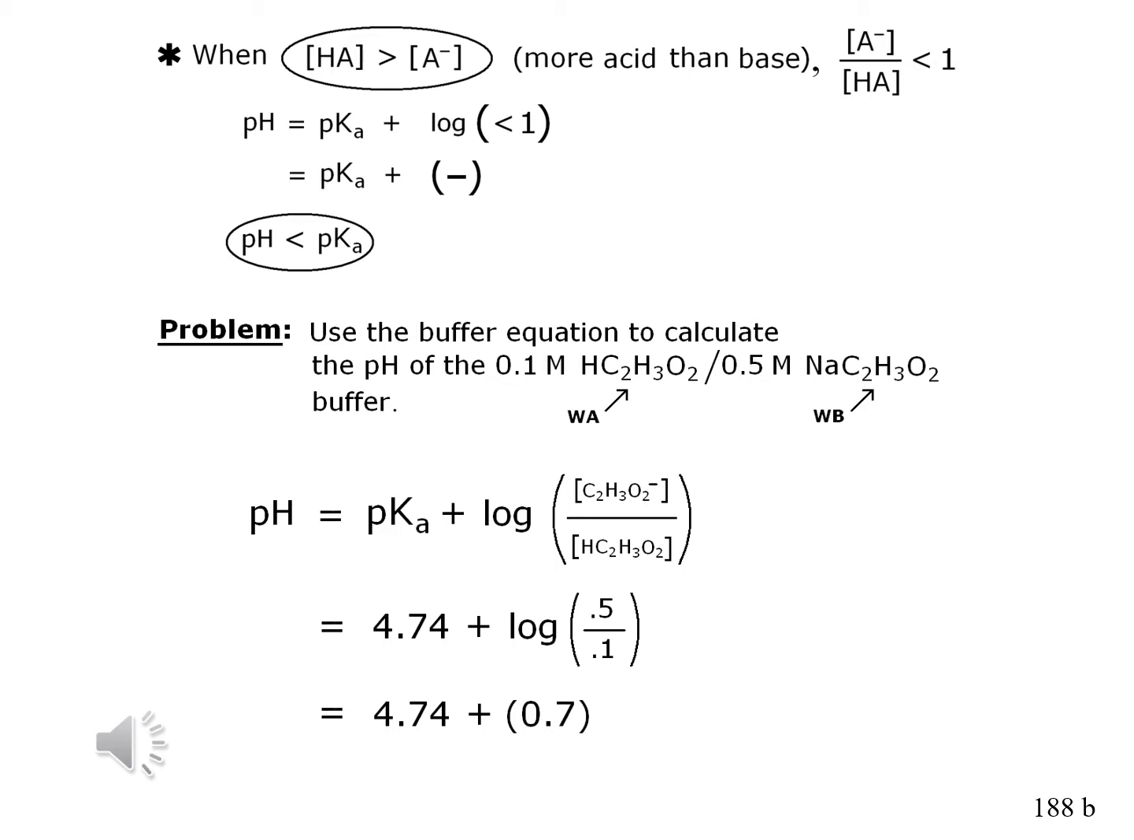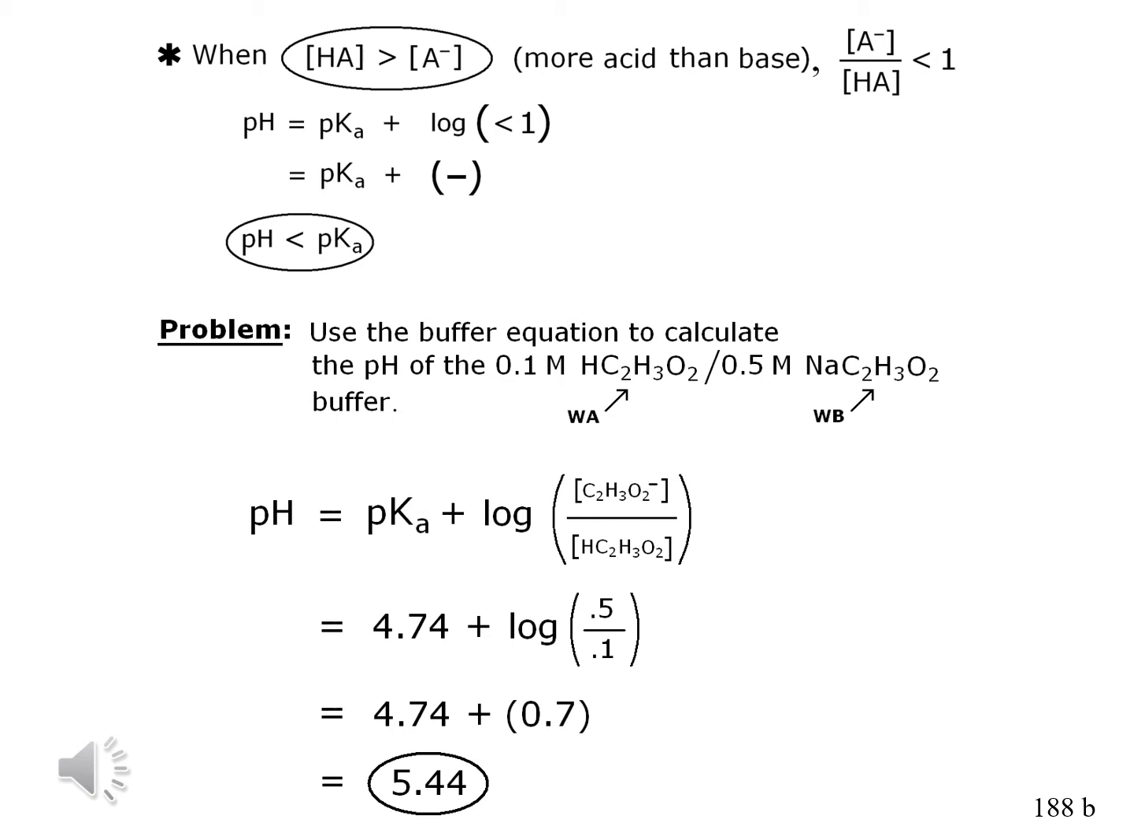But I always write the log term in specifically because, as in this case, I want to show that it is a positive number, so that the pH is going to go above the pKa when you have more base than acid. And 5.44 is the same answer we got when we used the ice table.